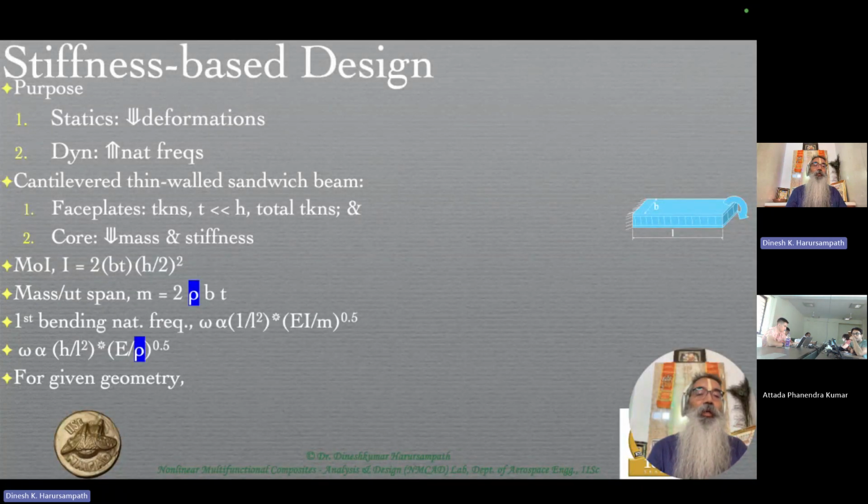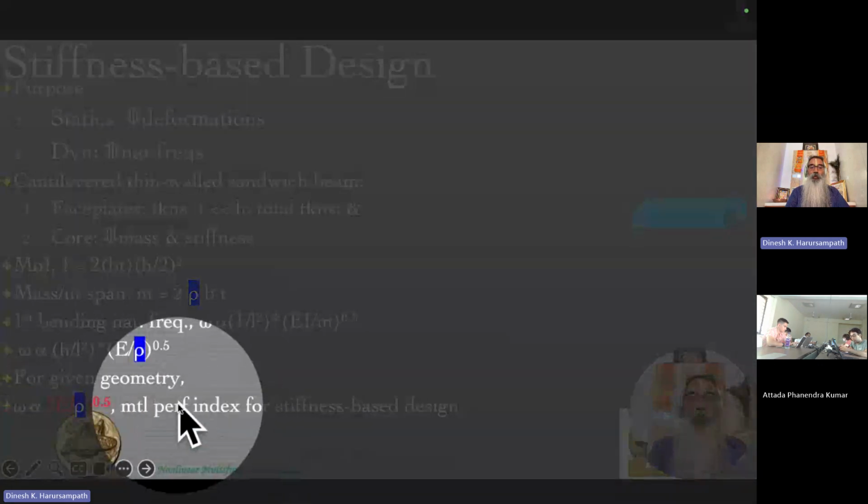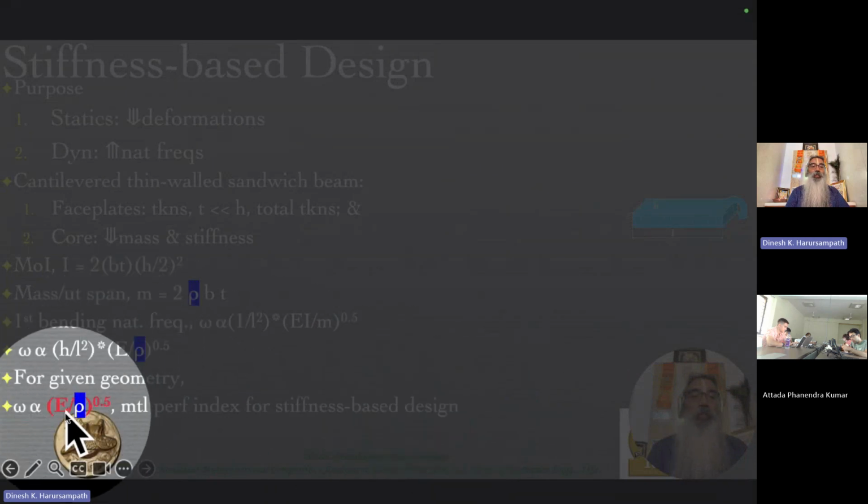So now that if you fix the geometry, because as I said, today's class focuses primarily on the materials. So the geometry is fixed. So h by L squared, the first term in the previous equation or proportionality is fixed, and therefore only the second term comes into picture, which is entirely material based. And therefore, we have the material performance index for stiffness based design, which is square root of E by rho. Okay, so E by rho power half is what we are looking at.